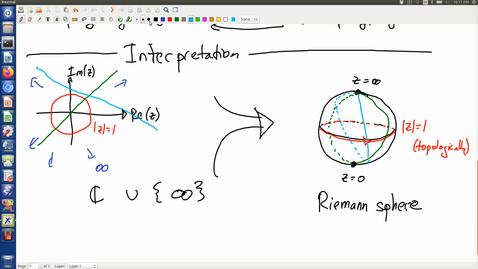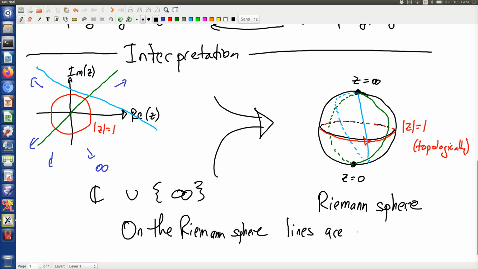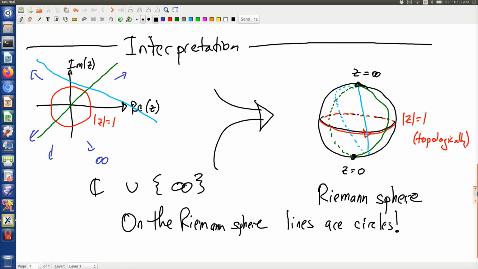And so actually the takeaway is that on the Riemann sphere, lines are circles. Now, that gets us in a good place where we can talk about what 1 over z does.